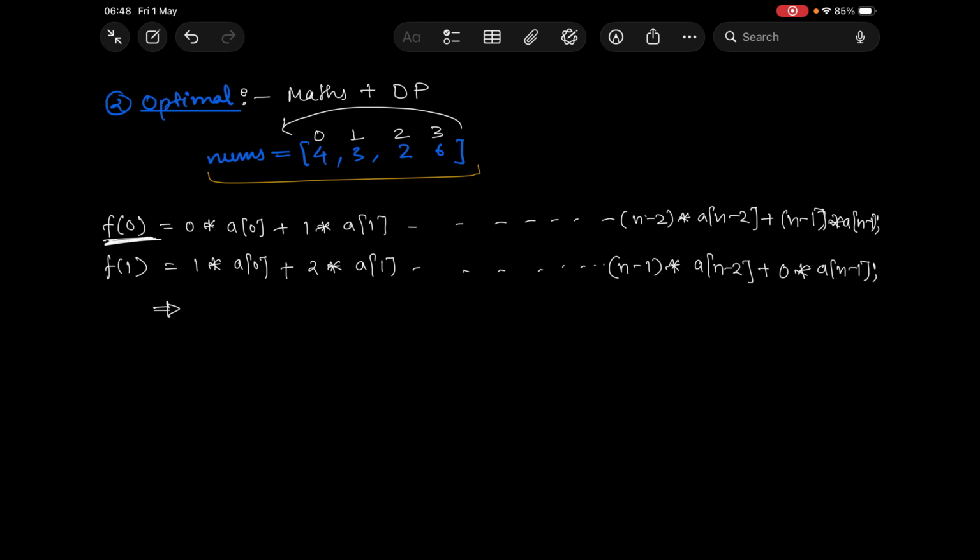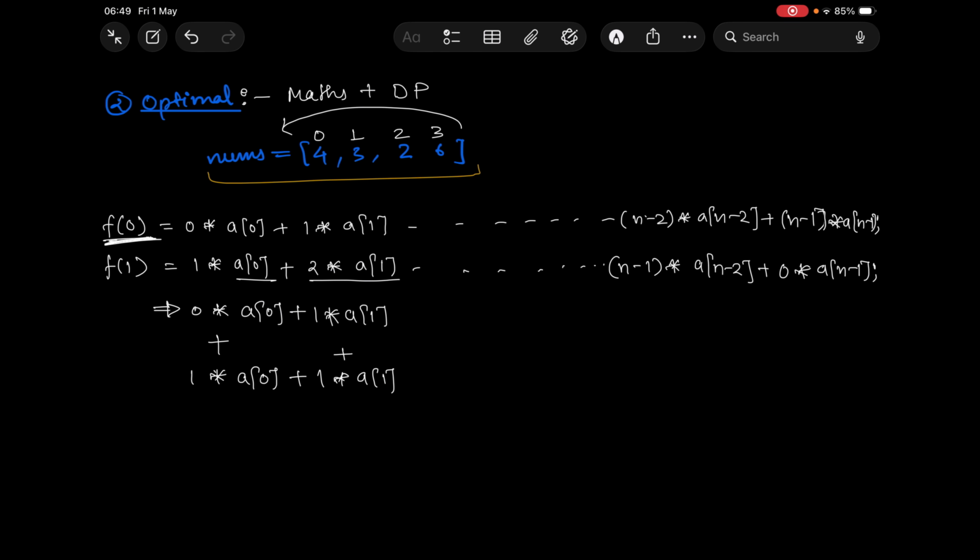So if we write it, it would be 0 into array of 0. What is extra over here? We will write that below. So it is 1 into array of 0, because in this f of 1 we needed array of 0 one time, but in the above f of 0 it was only 0 times. So 1 was extra, we kept it down. Now 1 into array of 1: here it needed 2 times and we have added it only 1 time, so the extra part here is 1 into array of 1.